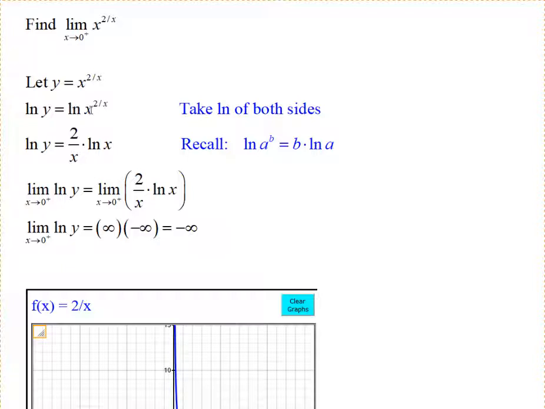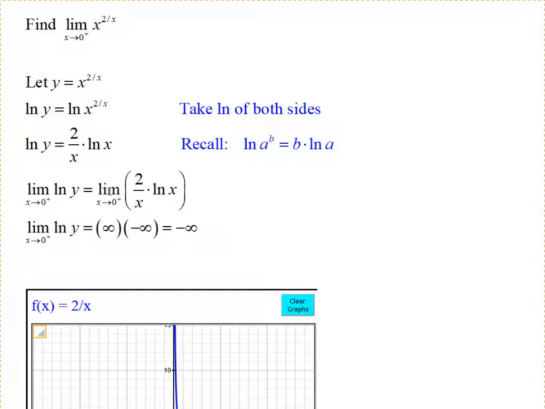Since we have ln of x to the 2 over x, we can move this exponent 2 over x out in front. And so we end up with ln of y equal to 2 over x times ln of x. And then take the limit of both sides as x approaches 0. This is the limit of the product.